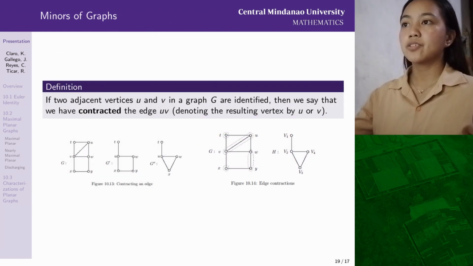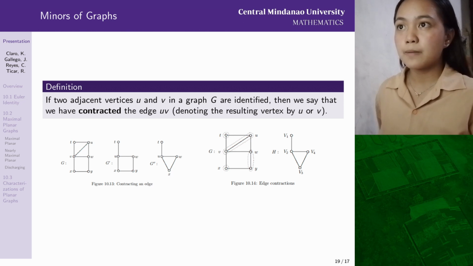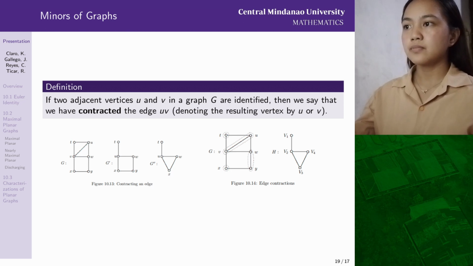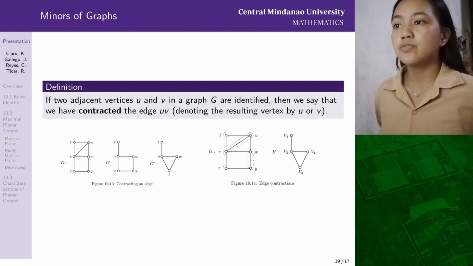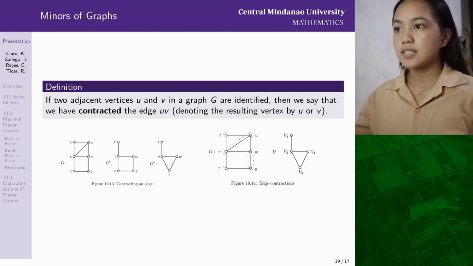So, next is minors of graphs. If two adjacent vertices U and V in a graph G are identified, then we say that we have contracted the edge UV, denoting the resulting vertex by U or V. So for example, from our figure 10.13, atong graph G prime is obtained by contracting the edge UV in G. So ang mabili na lang nga vertex is either U or V. So in this case, ang mabili is gidenote niya as U.